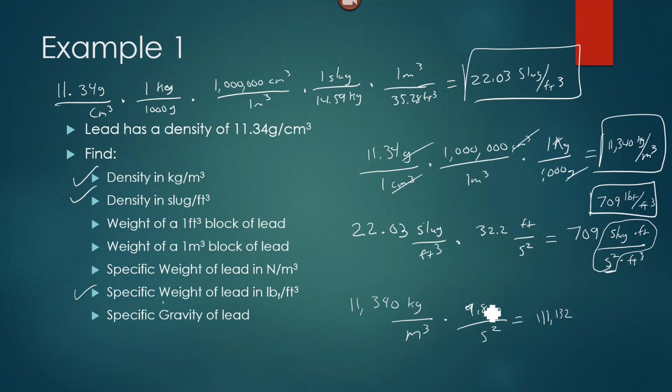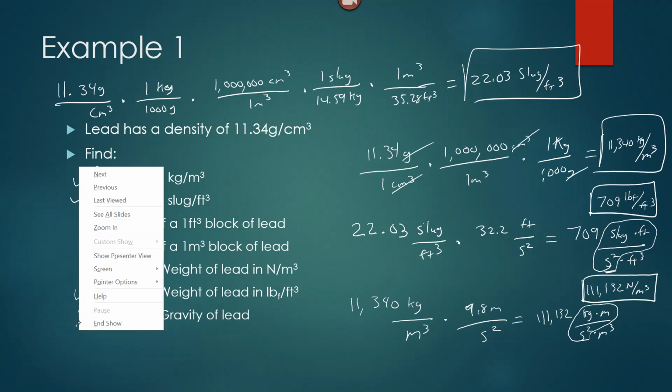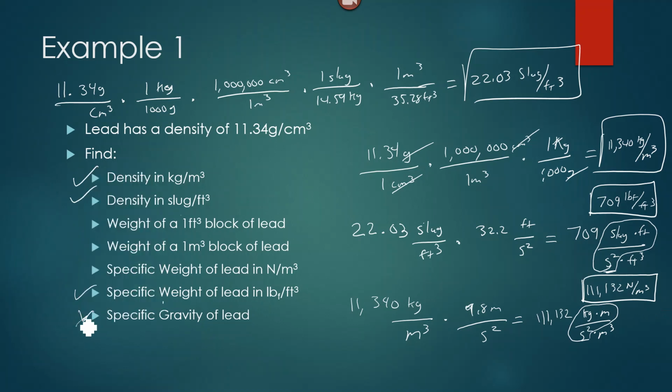And we're going to end up with 111,132. The unit will be kilograms meter per second squared times meter cubed. And if we look at just that part, we'll know that that's a Newton. So our final answer is Newton per meter cubed. So there's that one.